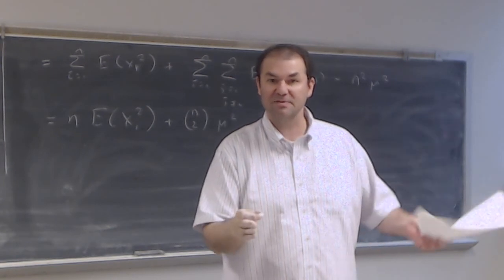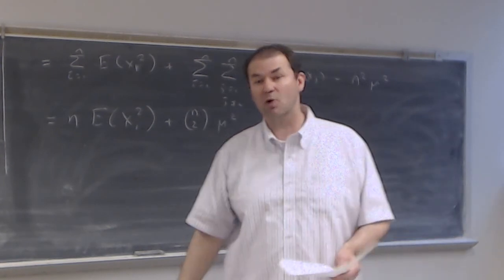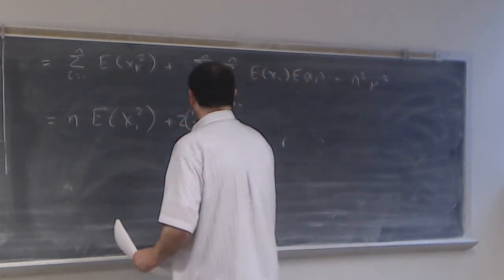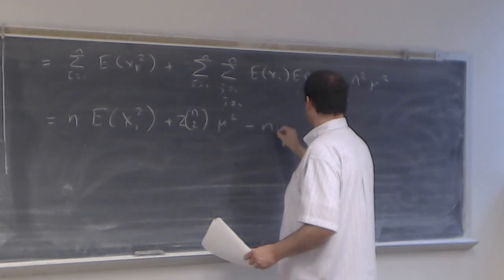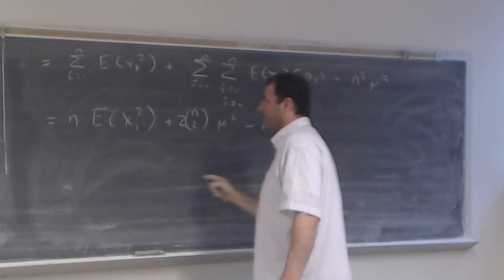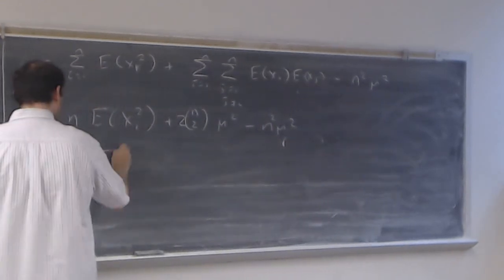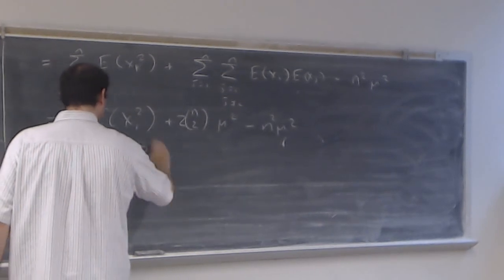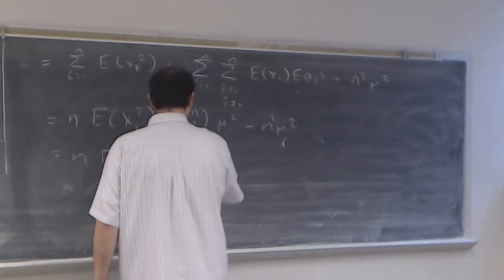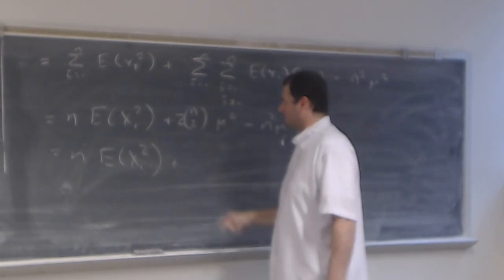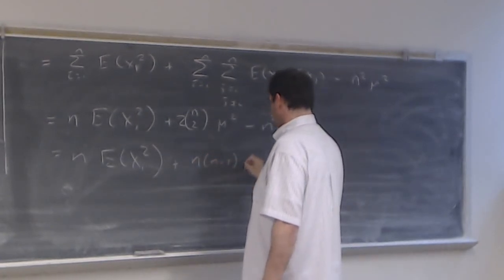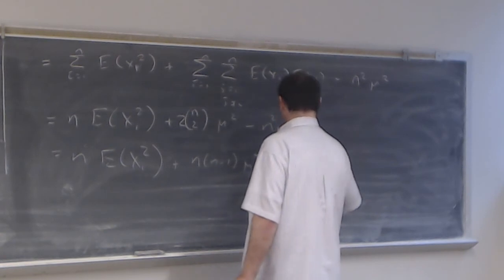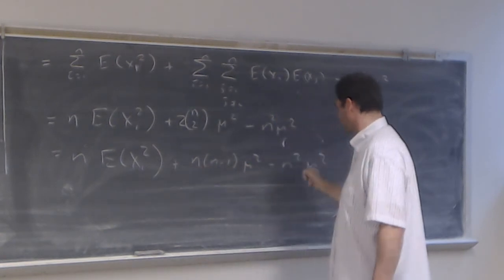So we've got X1 times X2, and we've got X2 times X1, so we have to multiply that by 2. There's the mu squared, and here's minus n squared mu squared. So here, this is n times the expected value of X1 squared, plus, these 2's are going to cancel out when we expand the n choose 2. And we're going to be left with n times (n minus 1) times mu squared minus n squared mu squared. That's n squared mu squared, that's going to cancel that.